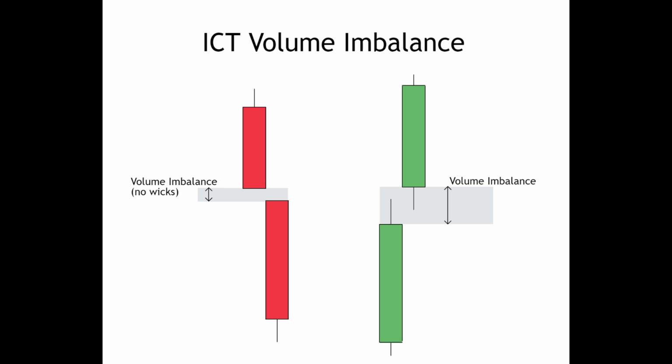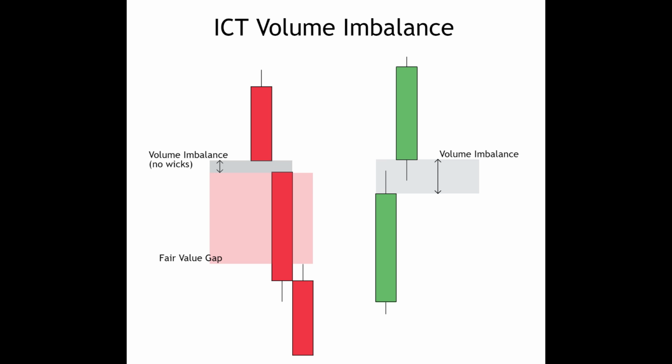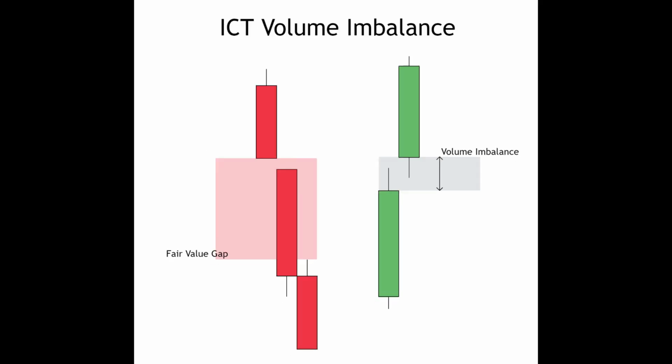Another type of gap is called a volume imbalance. This is a two-candlestick pattern where there was either no trading at all between the two candles, seen to the left, or when there was trading, but only with the wicks and not the candle bodies, which can be seen to the right. A volume imbalance without the wicks is a true gap, a so-called liquidity void. One thing to note about this type of gap is that if they form together with a fair value gap, then the fair value gap should be extended to include the volume imbalance.